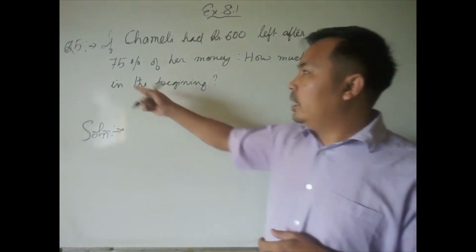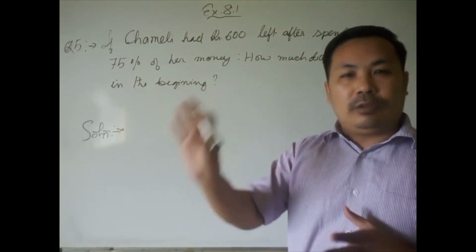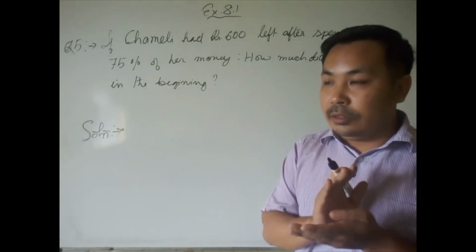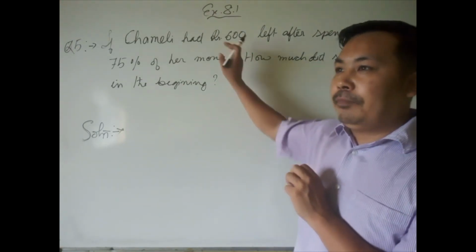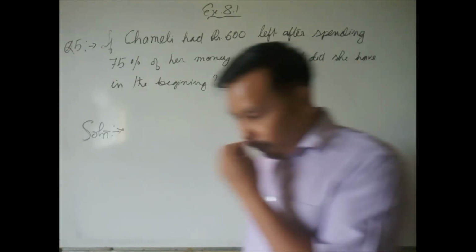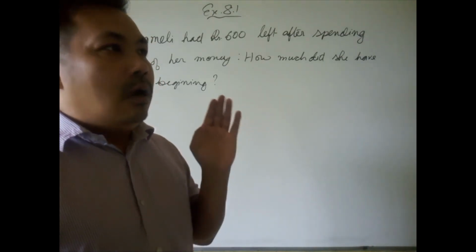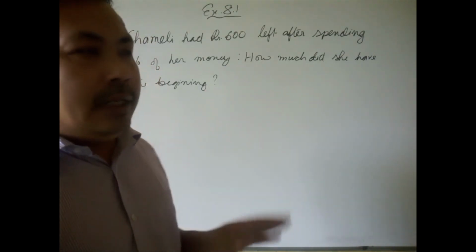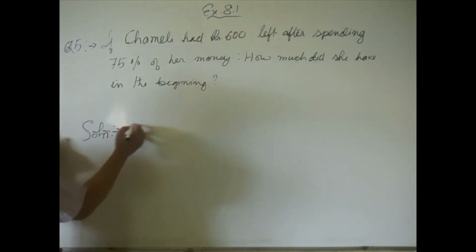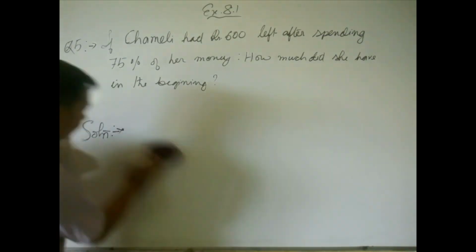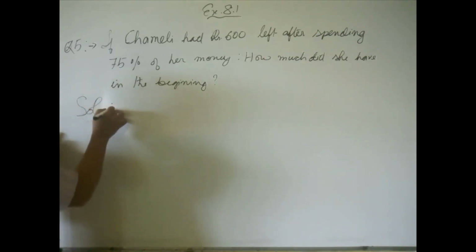Means if you subtract 75% of the total from the total money, the remaining money will be 600. That we have to do. Okay. So first of all, what is unknown here? The unknown is her money in the beginning. What was the money that she had in the beginning? How much she had in the beginning? Okay, clear. Now say in the beginning she has x. Let us say that solution will start like this.